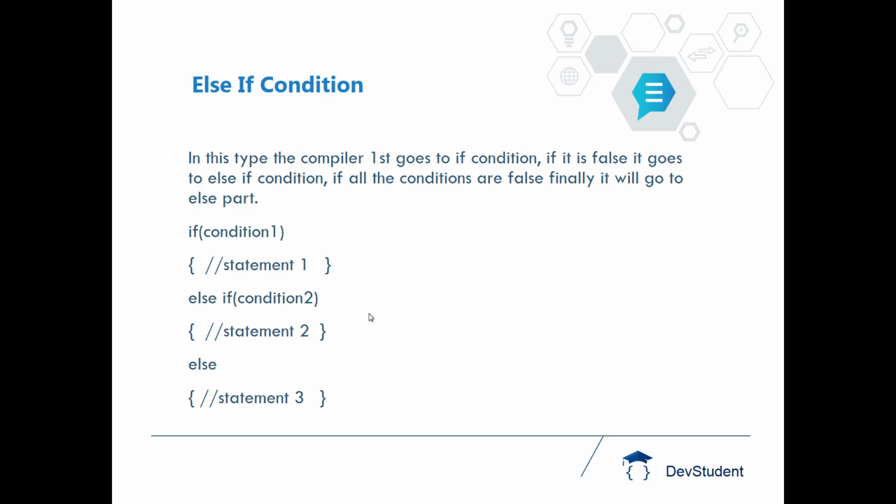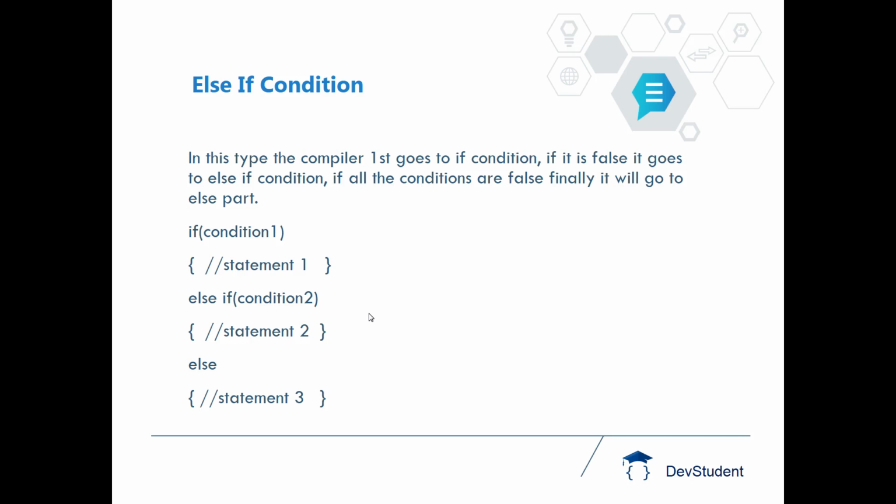We also have else if conditions in C#. In this type, the compiler first goes to the if condition. If it is false, it goes to the next if condition, which can be written as else if. Else if means one more if condition. Like that, you can add multiple else if conditions in your program. If all the if and else if conditions fail, at that time it will go for the else condition.